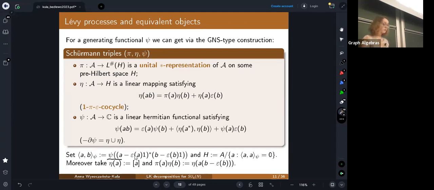And then the third ingredient, which is in fact this generating functional we started from, is a linear Hermitian functional satisfying this condition. If you know Hochschild cohomology theory, this means that eta is the so-called one-cocycle, and psi is a coboundary of the so-called cup product of two copies of eta. So from a Lévy process, again, we go to such a triple consisting of a representation, a cocycle, and a linear Hermitian functional, satisfying again this relation that shows us how it behaves under product.